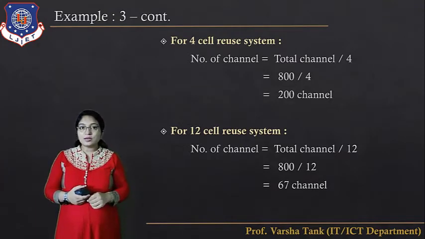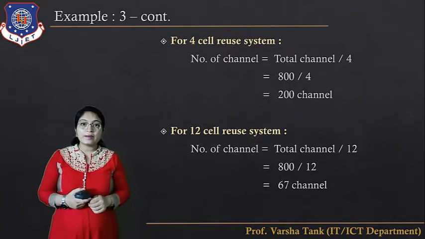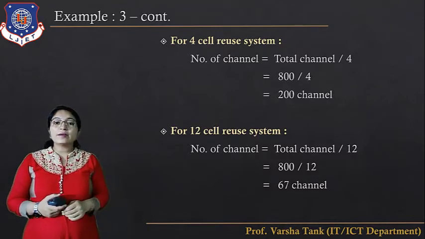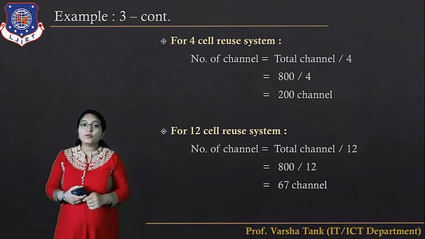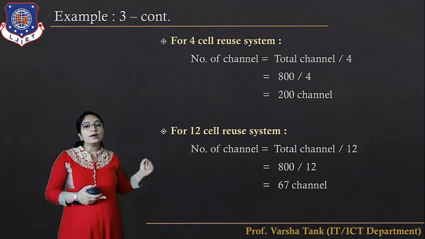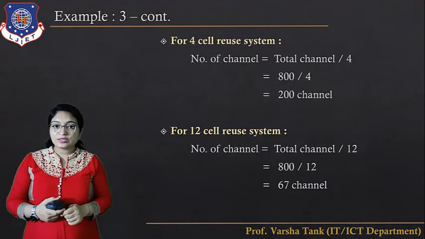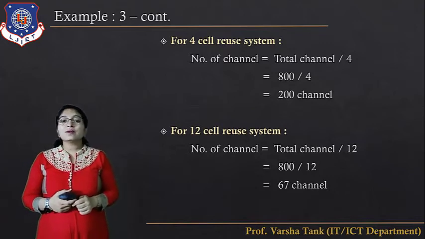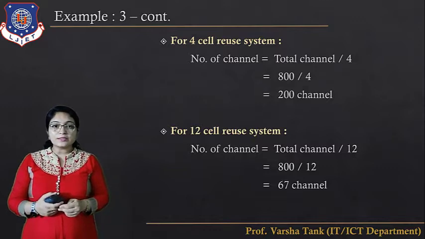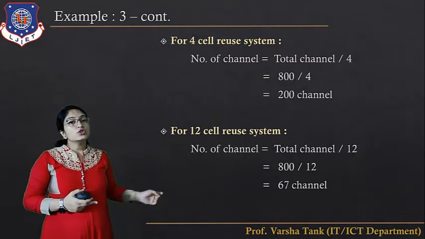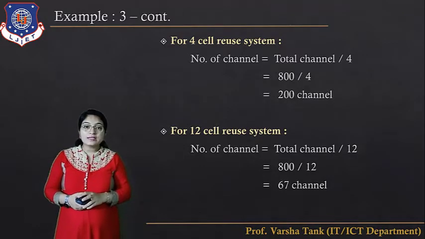So for the 4 cell reuse system, the number of channels is the total number of channels divided by 4. So 800 divided by 4, you will get 200 channels. So if we are considering the 4 cell reuse system, then 200 channels are there. Next, for the 12 cell reuse system, the number of channels is total channels divided by 12. The formula is the same for each cellular system. 800 divided by 12, you will get 67 channels in the 12 cell reuse system.